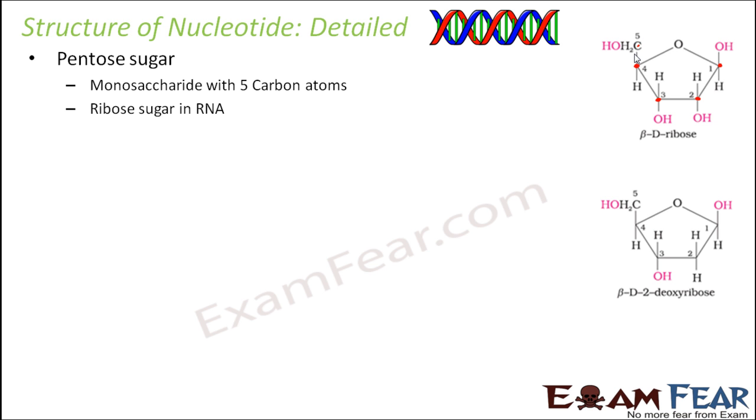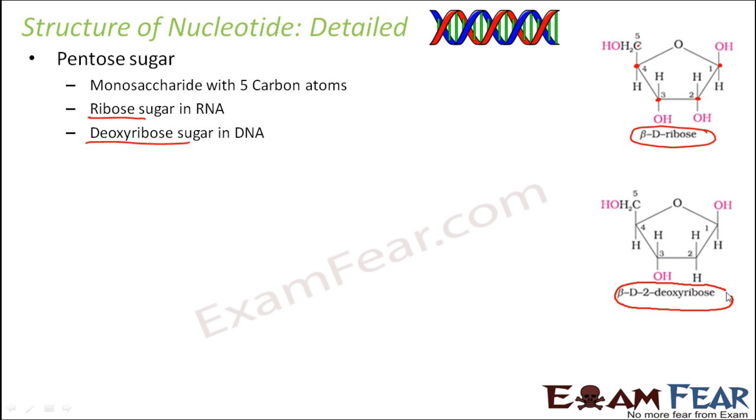Now for this pentose sugar, there can be 2 types. If it is RNA, a ribose sugar is present. In case of DNA, deoxyribose sugar is present. This is one of the major structural differences between RNA and DNA. So in RNA you have the ribose sugar, as you can see here, and in DNA you have the deoxyribose sugar.